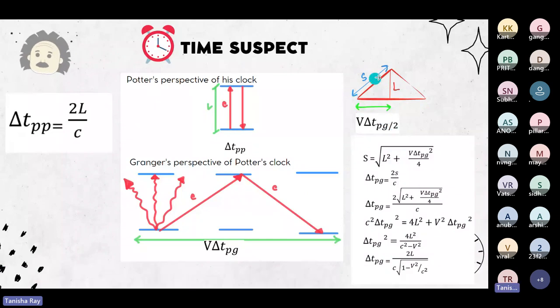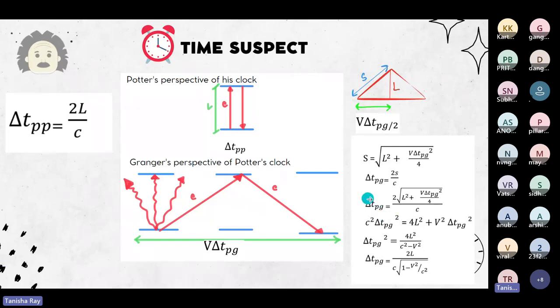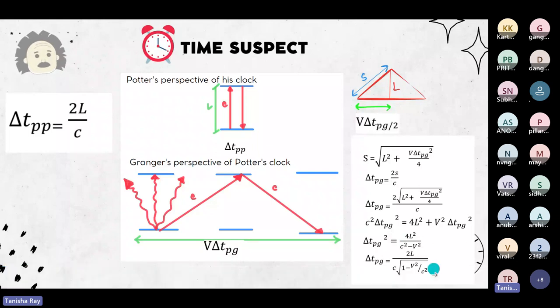And so we have this arm of the triangle as the square root of L squared plus this squared, simply by Pythagoras' theorem. So the total distance that this light ray had to cover to reach back to its starting point is twice this S. So it's this one. And therefore, the time taken for one tick in Granger's perspective would be this distance divided by the speed of light. Now, by doing a little bit of calculation, we can find out that the time for one tick in Granger's perspective comes out to be this.